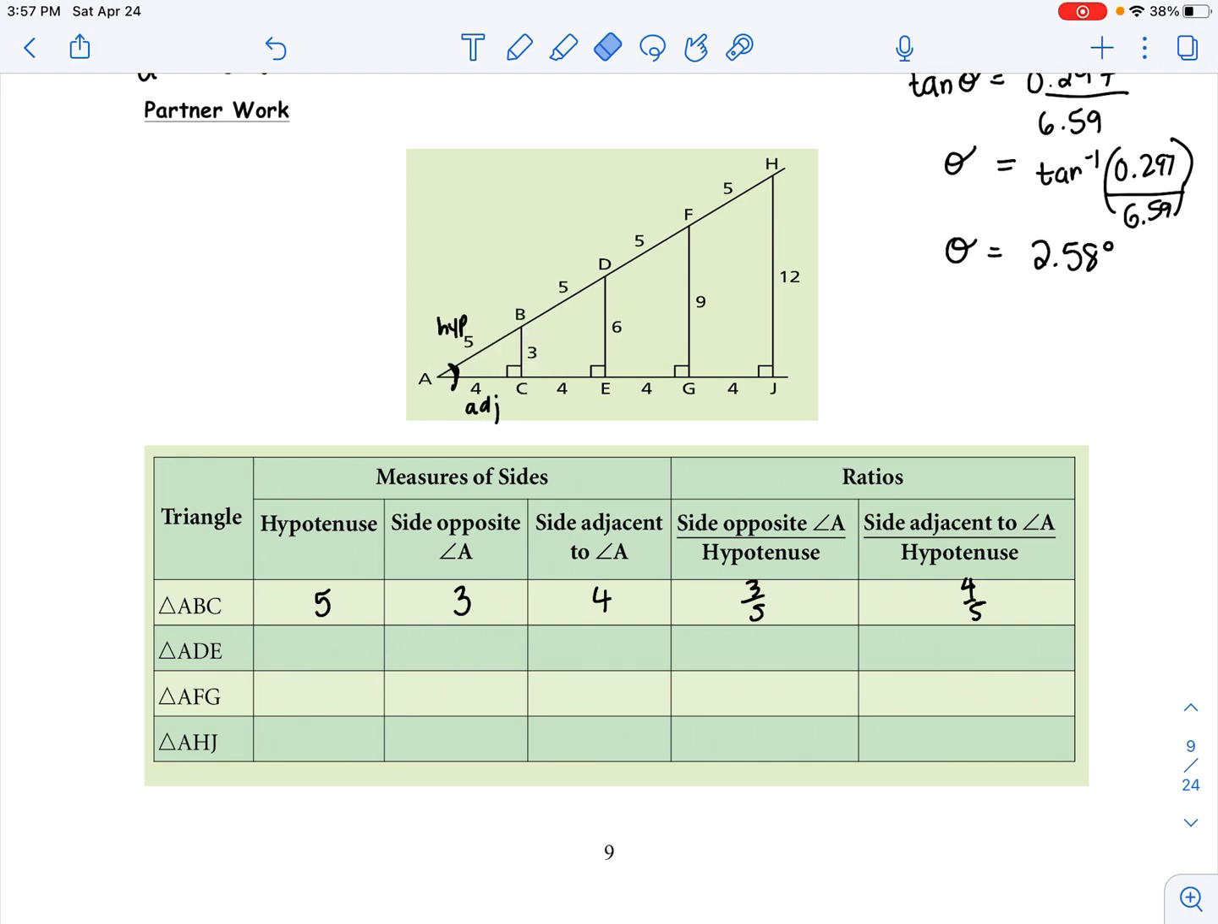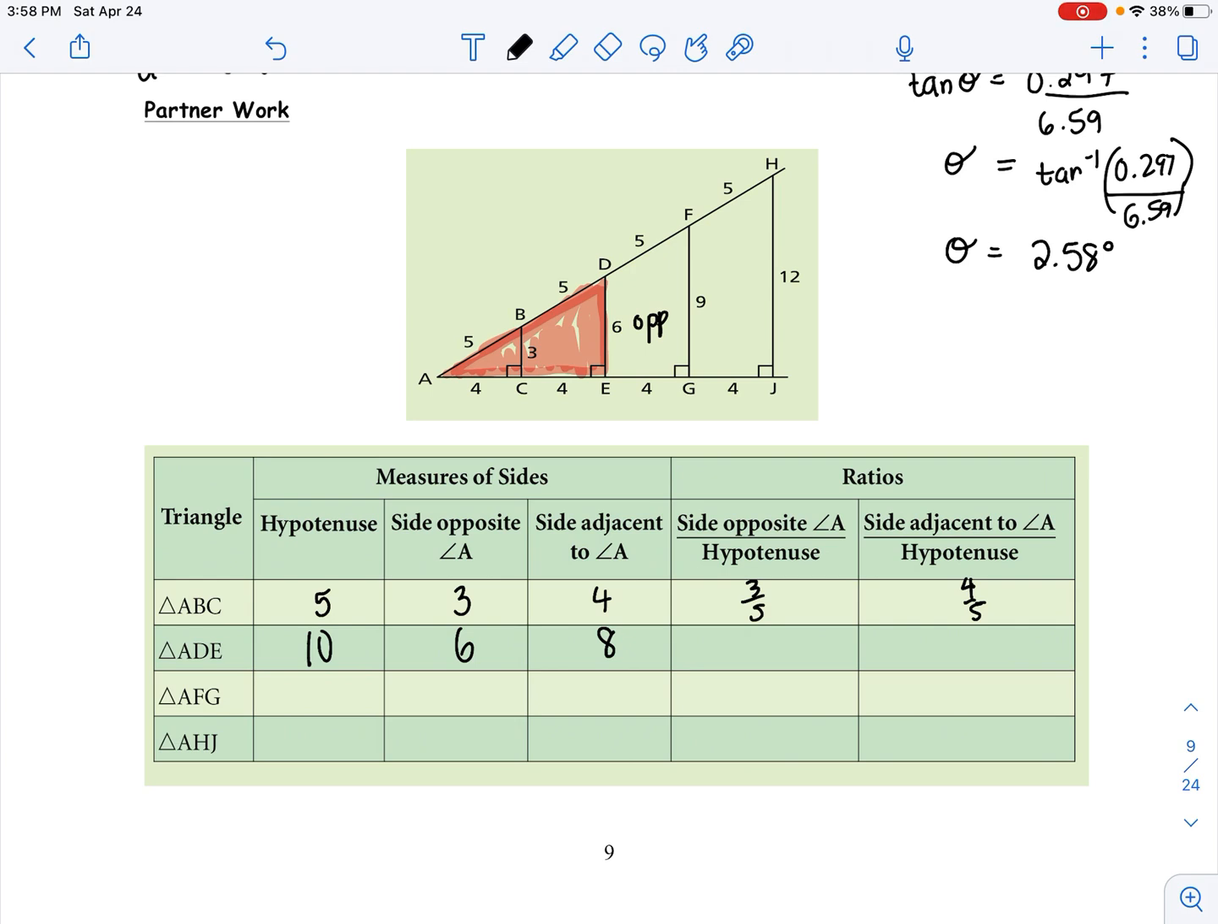Let's look at the next triangle. The next triangle would be looking at this one right here. You're looking from A, D, E. So this is the triangle that you're looking at now. The hypotenuse would be 5 and 5, which is 10. The opposite side is 6. And the adjacent side would have been 8 because it's double that bottom one. So it's 4 and 4, which is 8.